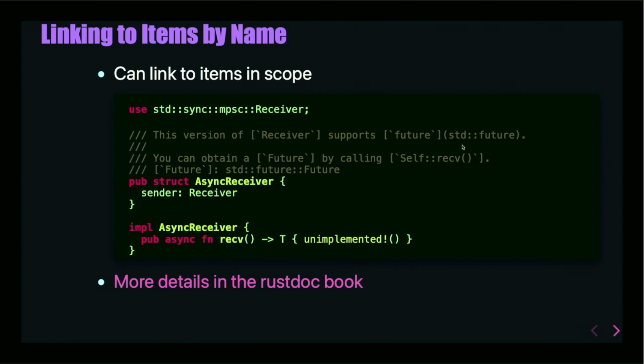For future, it's not in scope, but I can just give the Rust path, and it will work. And the last case I wanted to mention, when linking to the receive function, I can use self because I'm in the same struct, so it will be able to find it and link it. This is very interesting for documentation and to be able to browse related things.